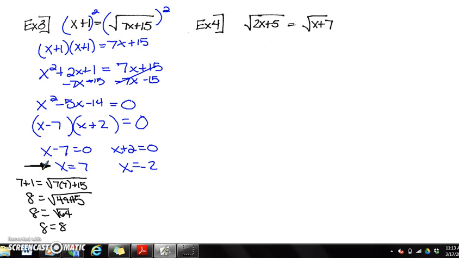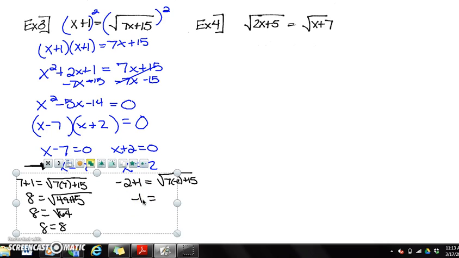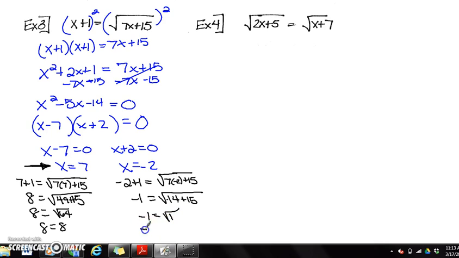Then we'll check the negative 2. So you have negative 2 plus 1 equals the square root of 7 times negative 2 plus 15. This will give you a negative 1, so already we're a little cautious. We're a little worrisome because this should never be negative. Just saying. So then you get the square root of negative 14 plus 15. Negative 1 equals the square root of 1. Negative 1 does not equal 1, so we are going to reject this answer. All right, moving along to example 4.